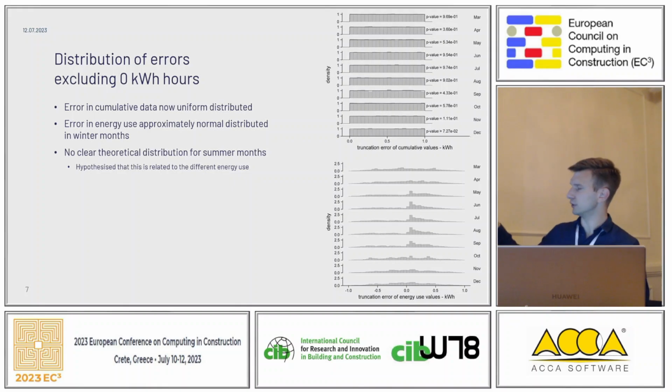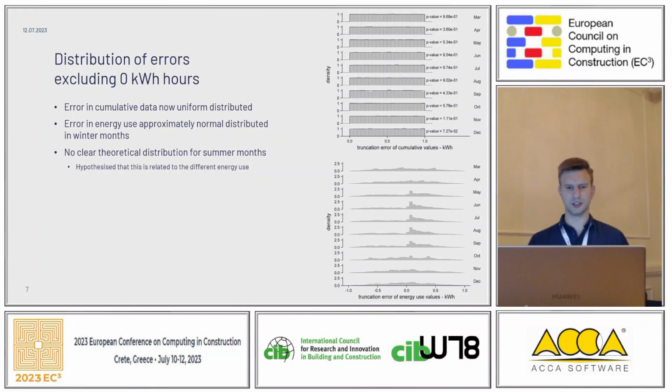And more importantly, for the non-cumulative energy use data, we can now see what is roughly a normal distribution for winter months. The majority of errors here are between plus minus 0.5, 0.4 kilowatt hours. For the summer months, we could not really see a clear theoretical distribution, and we hypothesized this is because of the different energy use. Winter: space heating and domestic hot water. Summer: domestic hot water only.